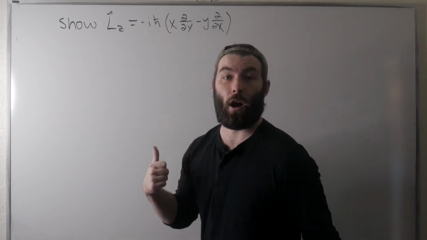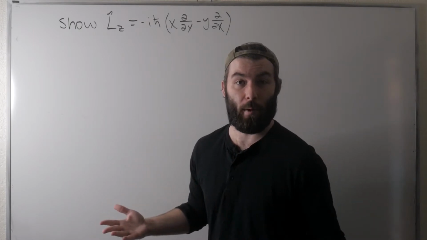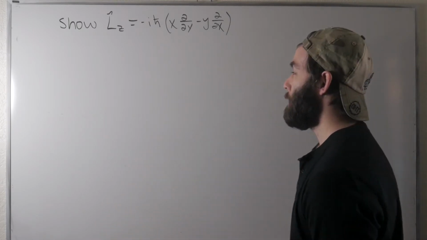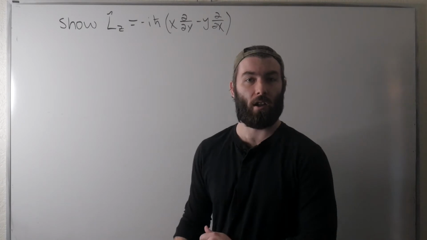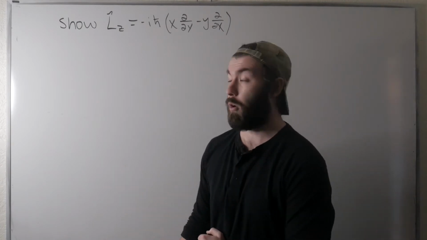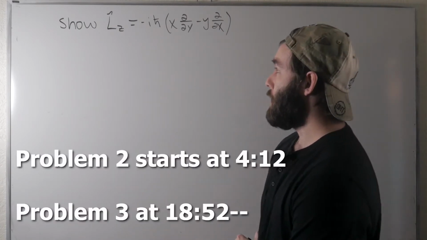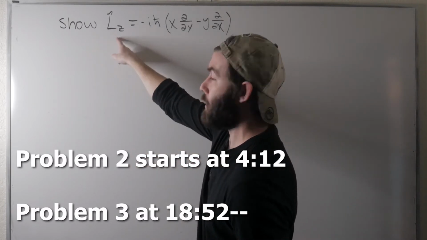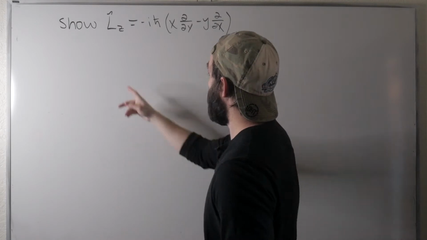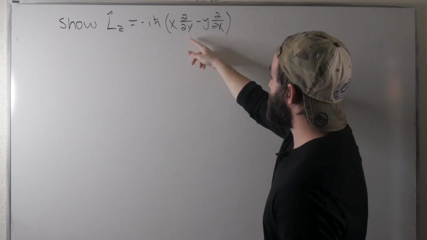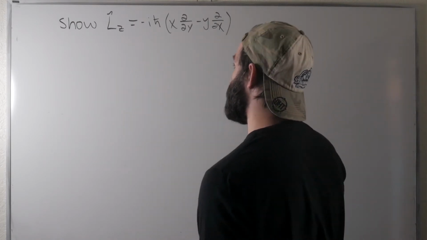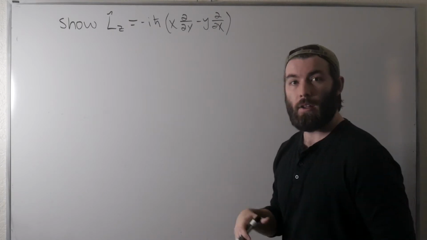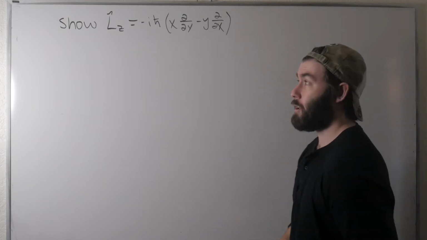Okay, the first problem, this whole problem set is on angular momentum. We're just picking on that today because you've been focusing on it a lot in the lectures, so I thought I'd dedicate a whole problem set to it. The first one, we're going to be showing that the z component of the angular momentum operator can be expressed in terms of these partial derivatives times the coordinates. This was thrown around a lot in the lectures. Thought I'd make you do it for yourself so you can see where it comes from.